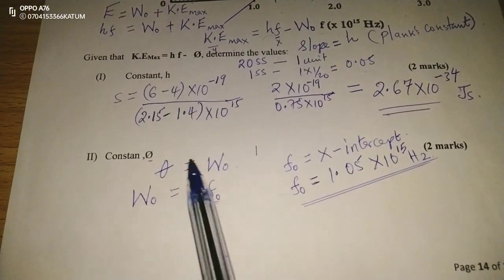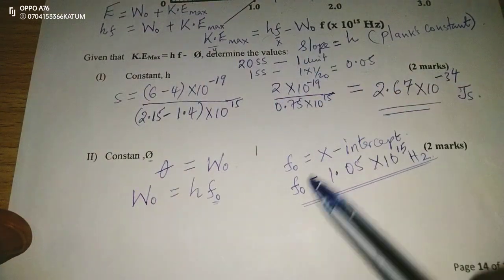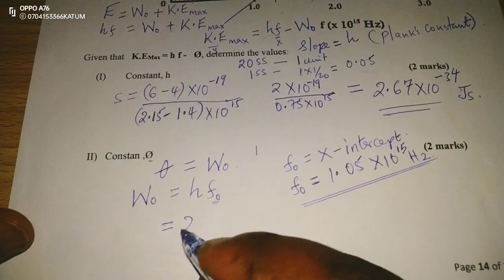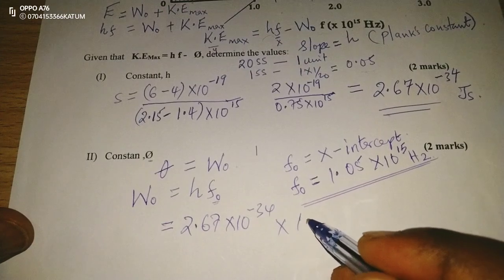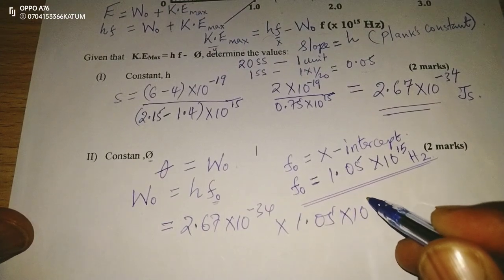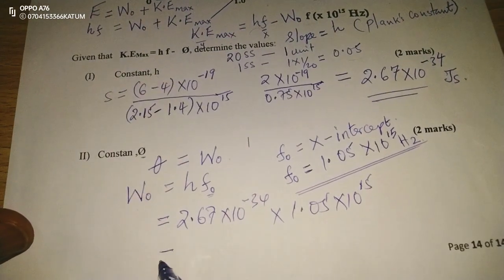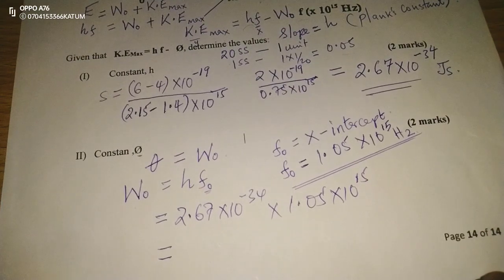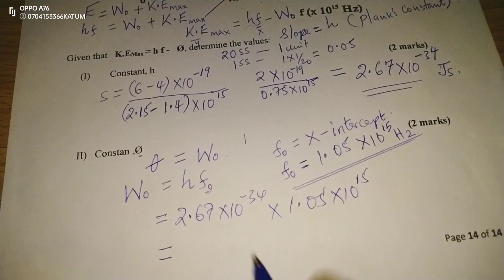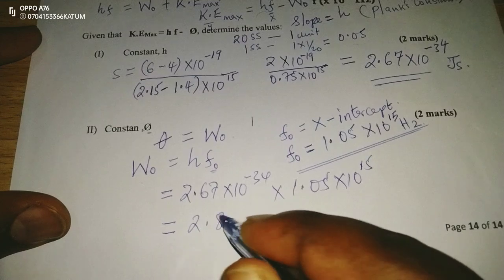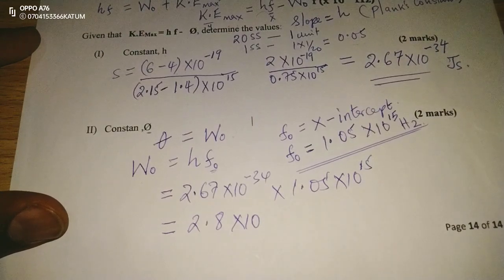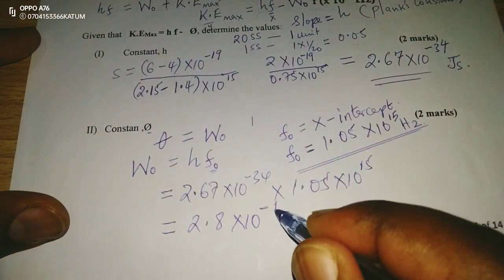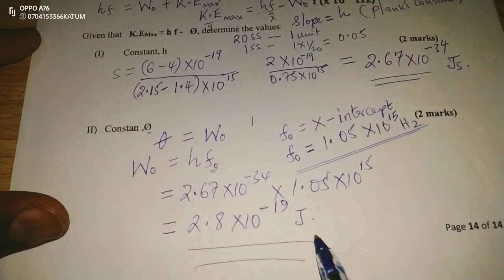Now we get to the last part, whereby we said this value is the equivalence of work function. But now work function has a formula, whereby we use our value from the graph, times 1.05 times 10 power 15. So we can multiply this by 1.05. I'm getting 2.8 multiplied by 10 to the power of negative 34 plus 15 gives us negative 19 joules of energy.